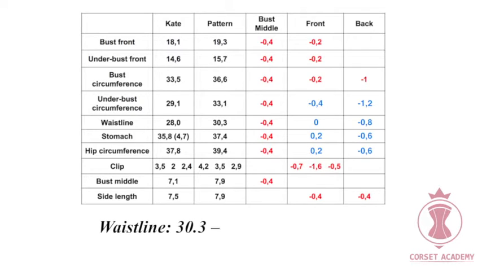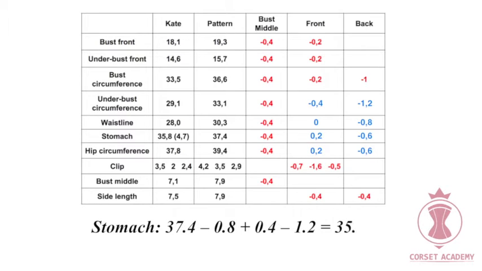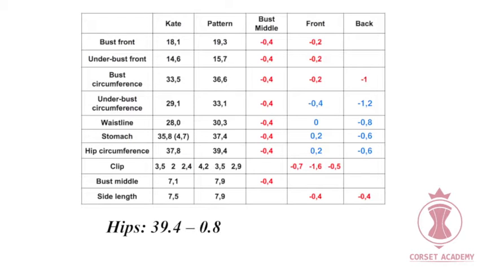Along the waistline: 30.3 minus 0.8 minus 0 minus 1.6 equals 27.9. Along the stomach: 37.4 minus 0.8 plus 0.4 minus 1.2 equals 35.8. Along the hips: 39.4 minus 0.8 plus 0.4 minus 1.2 equals 37.8.